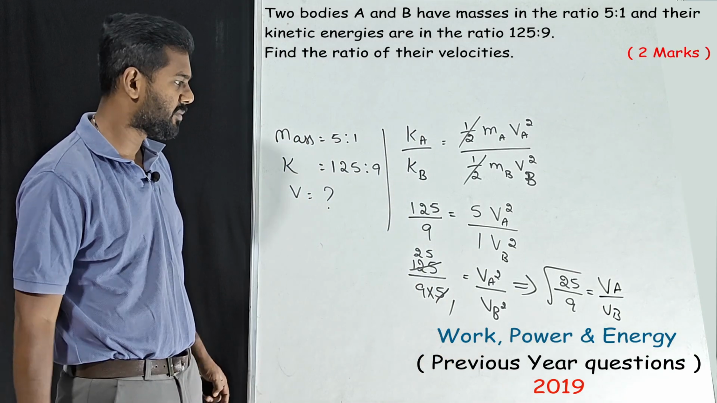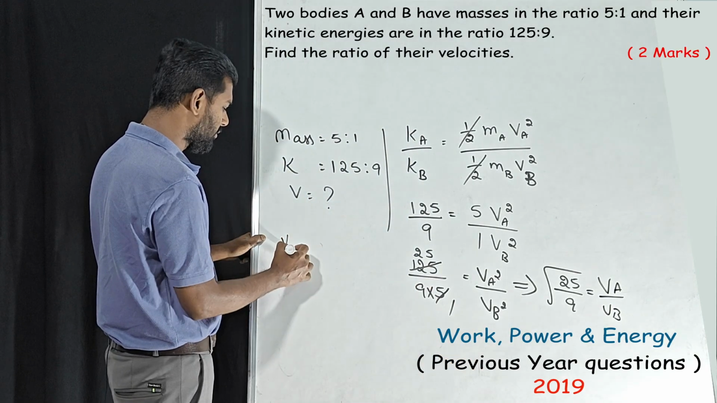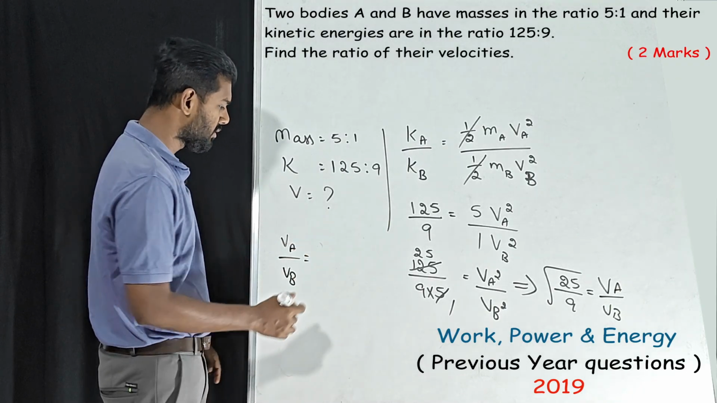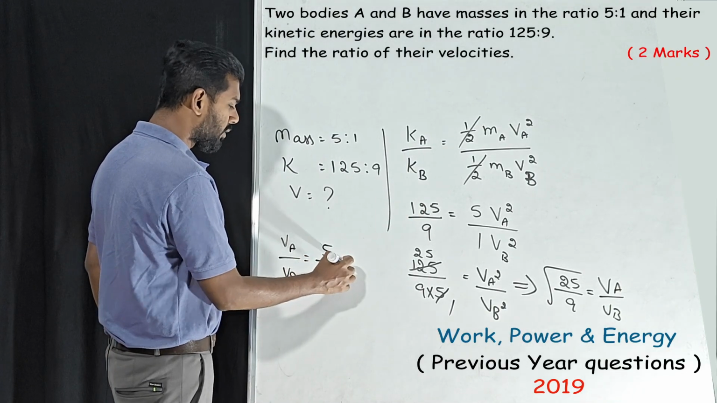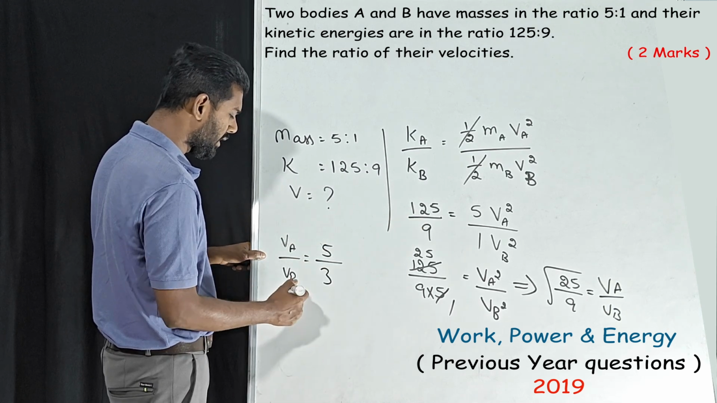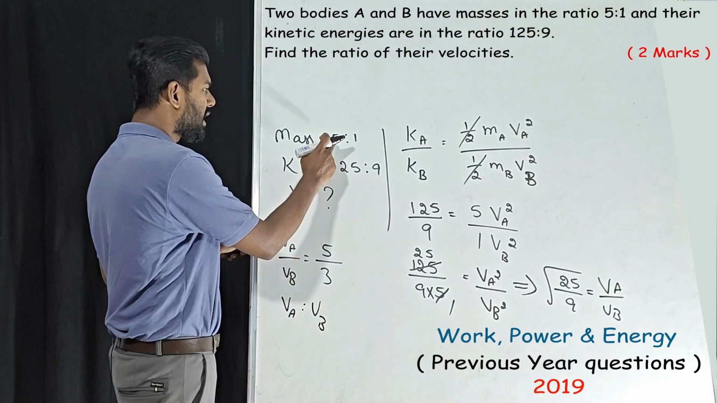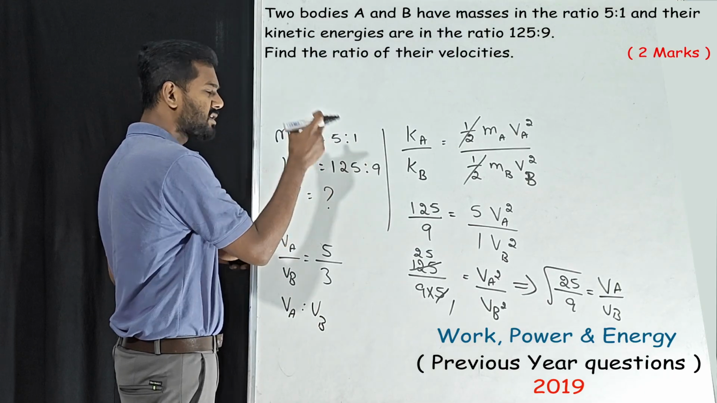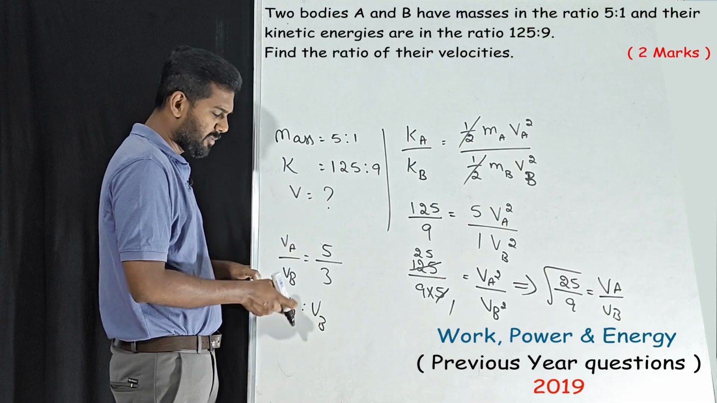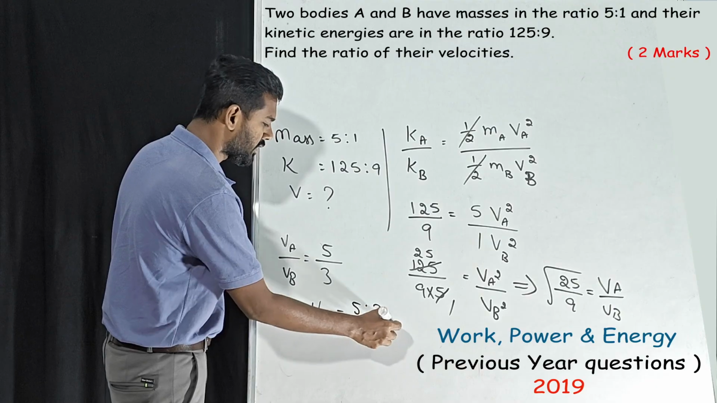Now what do we have? VA by VB. What is the square root of 25? That is 5. What is the square root of 9? That is 3. So VA is to VB. Initially I wrote the other ratio as 5 is to 1, as 5 by 1. Now VA by VB will be equal to VA is to VB, and that will be equal to 5 is to 3.